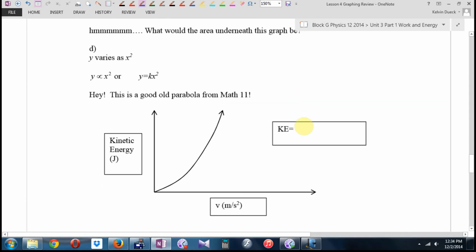The last one you guys look at in Math 11, pre-calc and foundations. If y varies as x squared, or y equals kx squared, this is the good old parabola from Math 11. You want a good example? Kinetic energy. If I graphed kinetic energy versus velocity, what's the equation for kinetic energy? You all know it from this unit. Half mv what? If I graph kinetic energy versus velocity, it would be a parabola, because it's a squared.